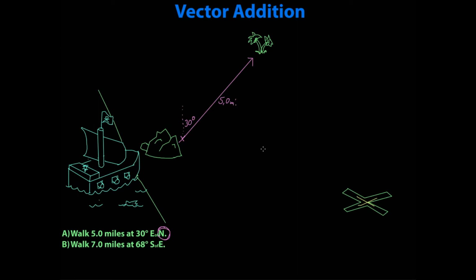Now he's at the palm trees, and he needs to walk 7 miles at 68 degrees south of east. Make a little start point. South of east, east is my primary axis here, so I'm going to draw a dotted line east. 68 degrees south of east, 68 is definitely more than 45, so south of east. And here's my angle, 68 degrees, and this distance is 7.0 miles.